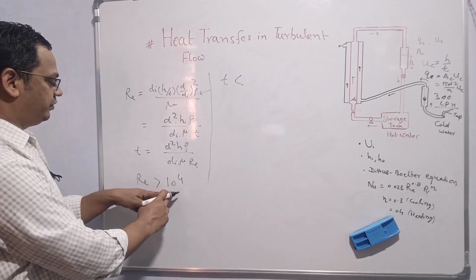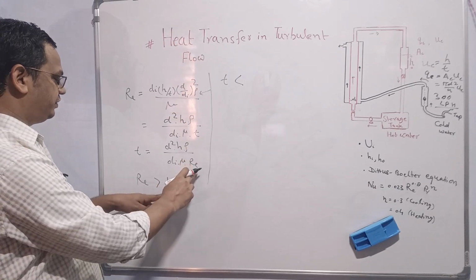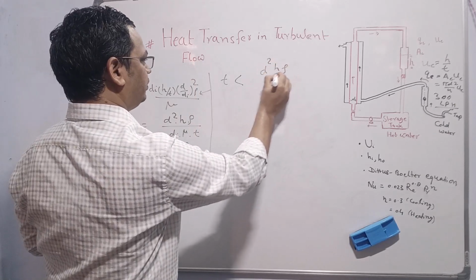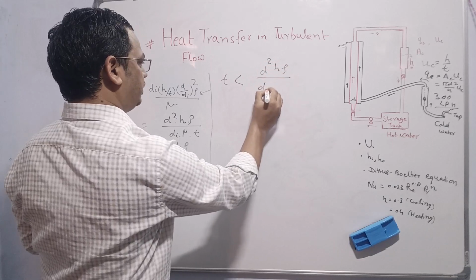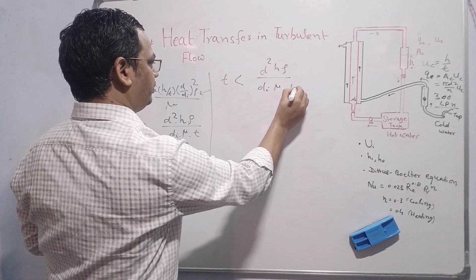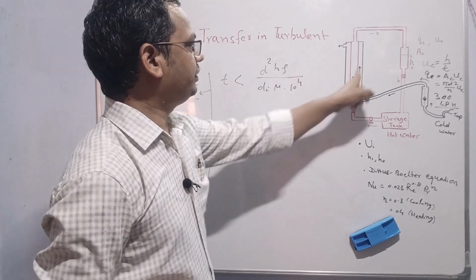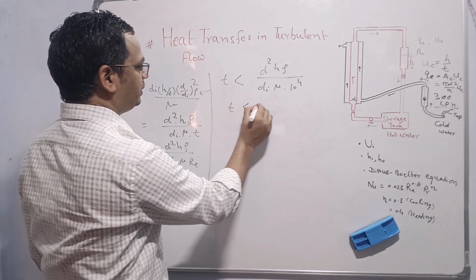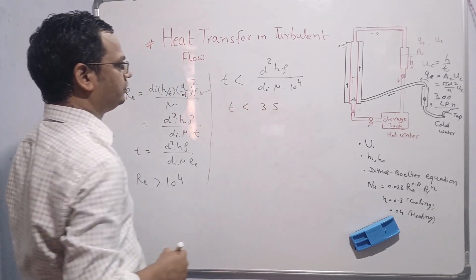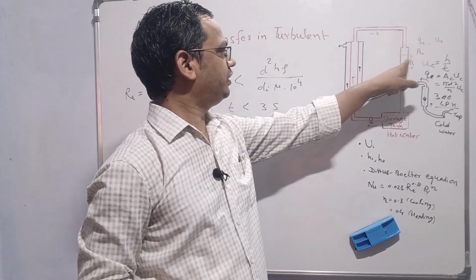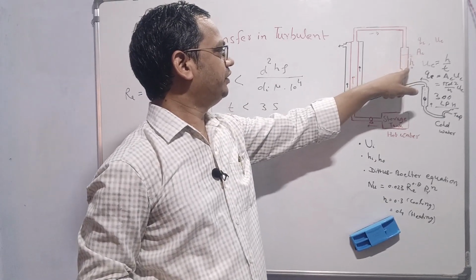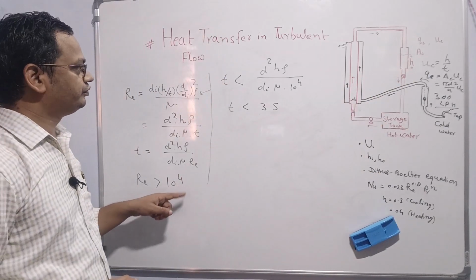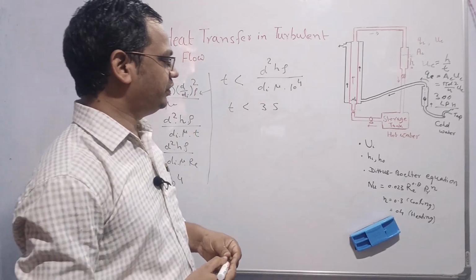When Re is greater than 10 to the power 4, and here we have the inverse, therefore t should be less than d square h rho by di mu into 10 to the power 4. Here in our setup, we find t which is less than 3 seconds. So that means we have to fill this cylinder up to this marked place from the bottom within 3 seconds. In that case, the Reynolds number will be more than 10,000, and flow will be fully turbulent.